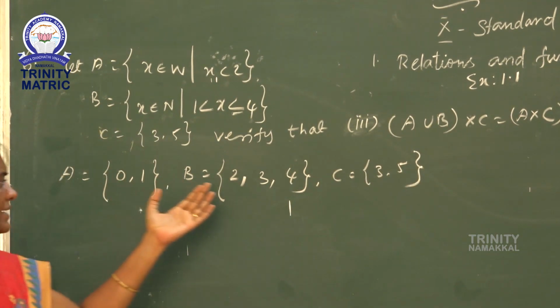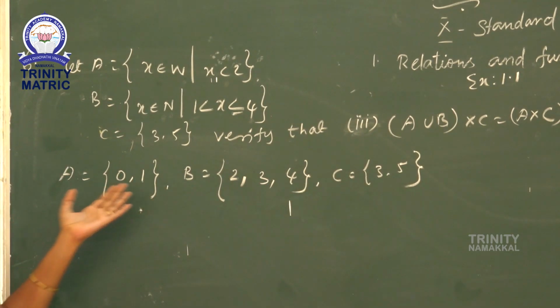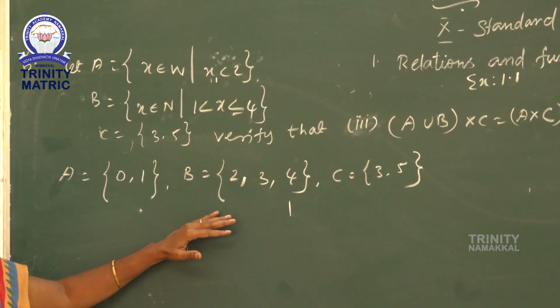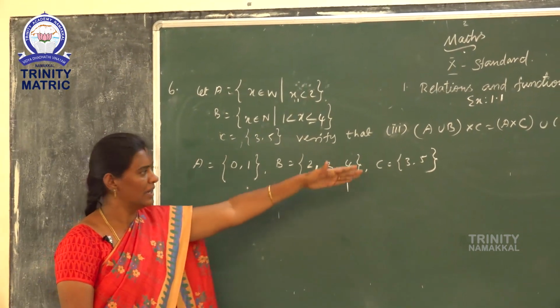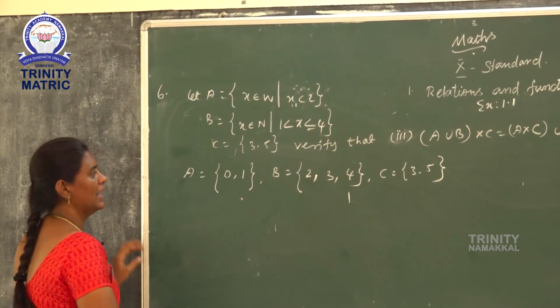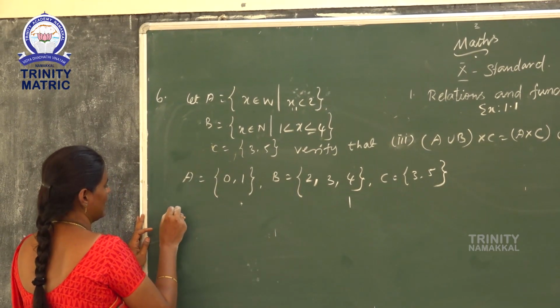This is the set A, set B, set C. Using the sets A, B, C, the first 2 sums are homework. Look at Example 1.3, the first 2 sums in the same model are homework. Now we see the third sum, A union B cross C.